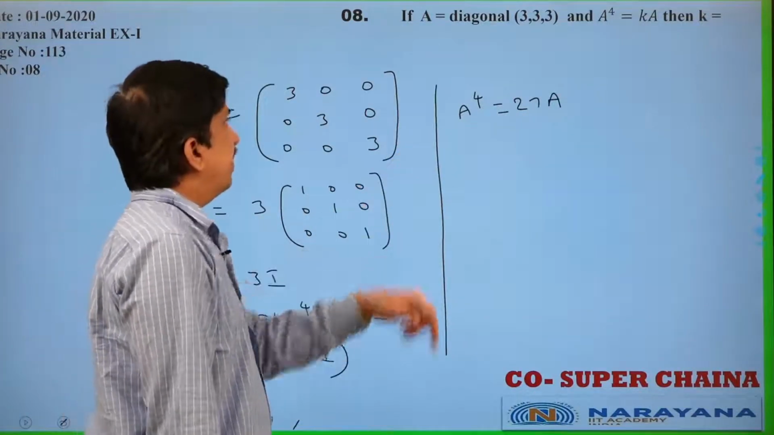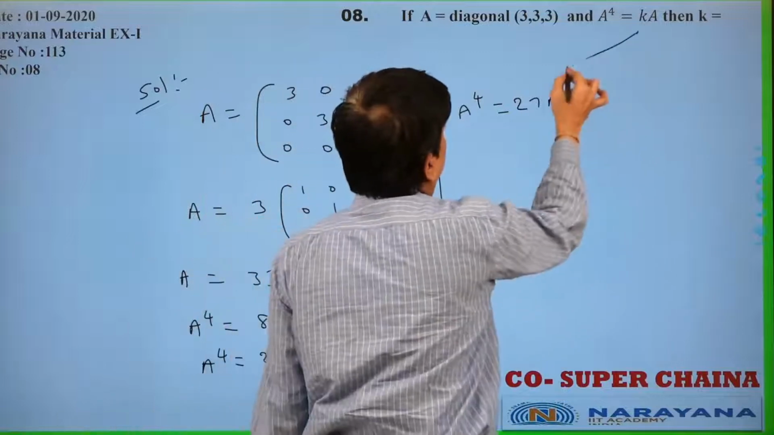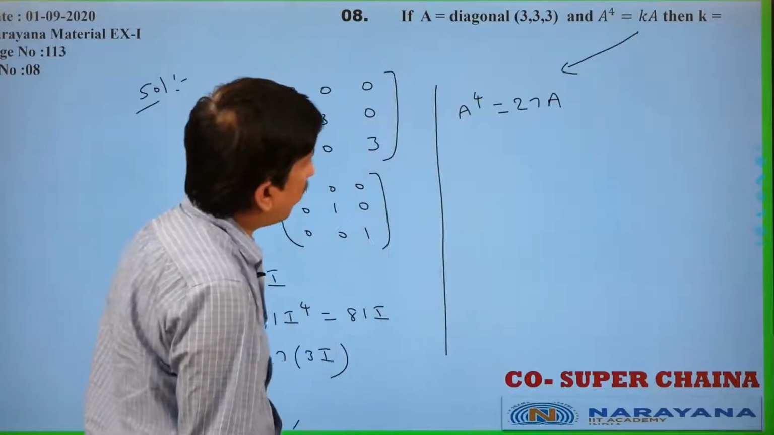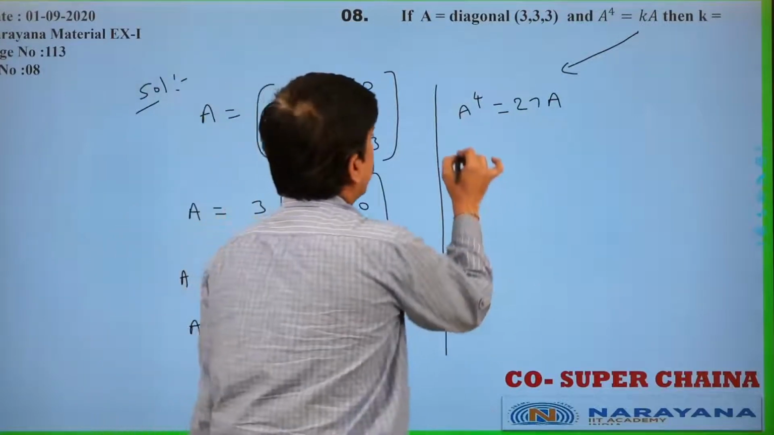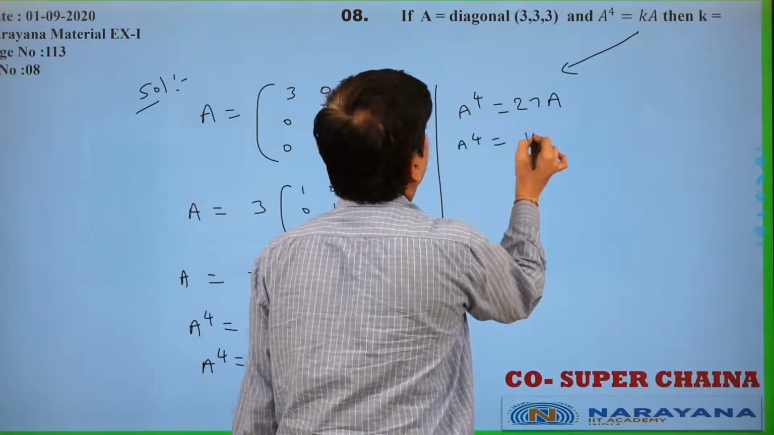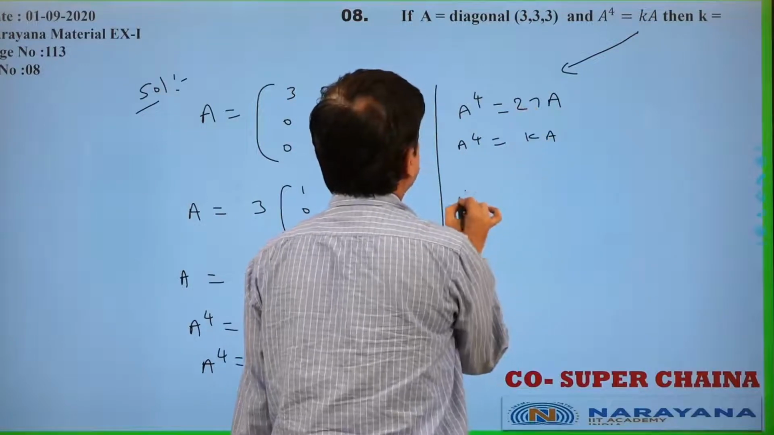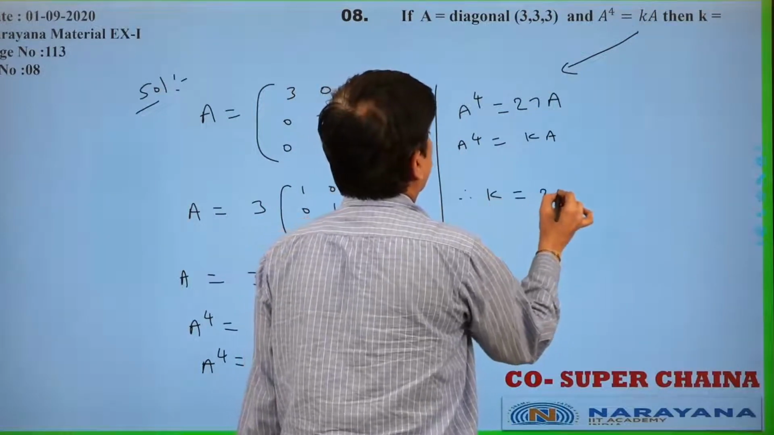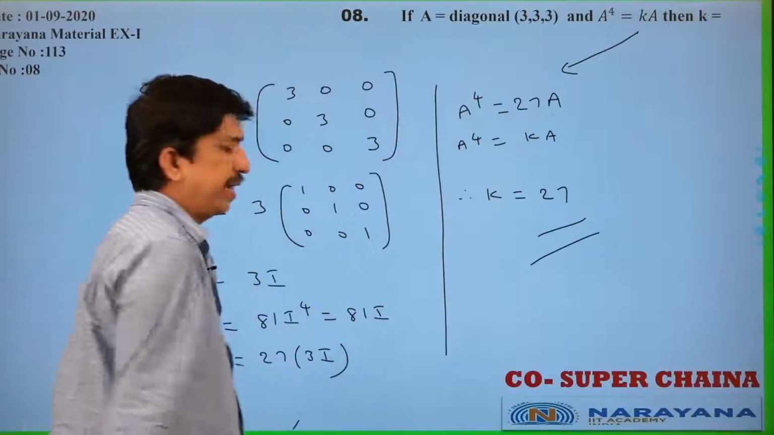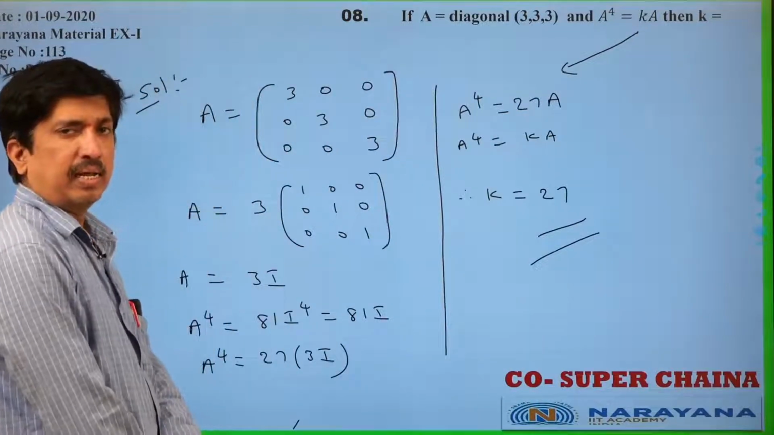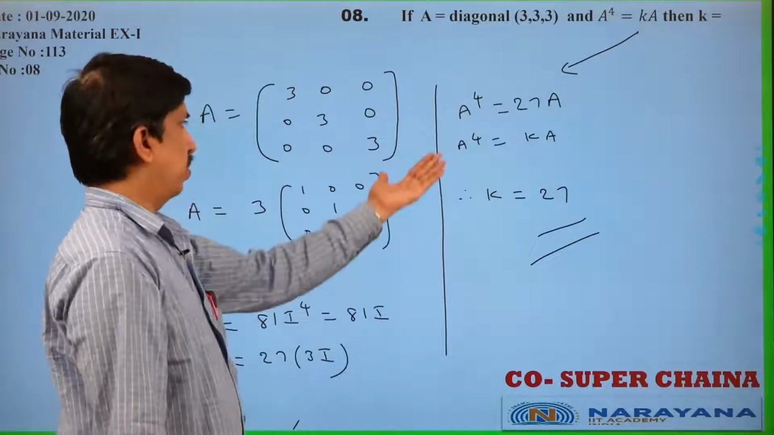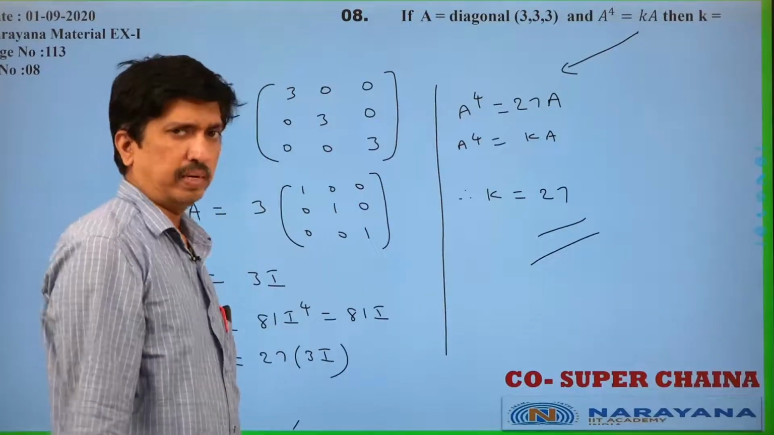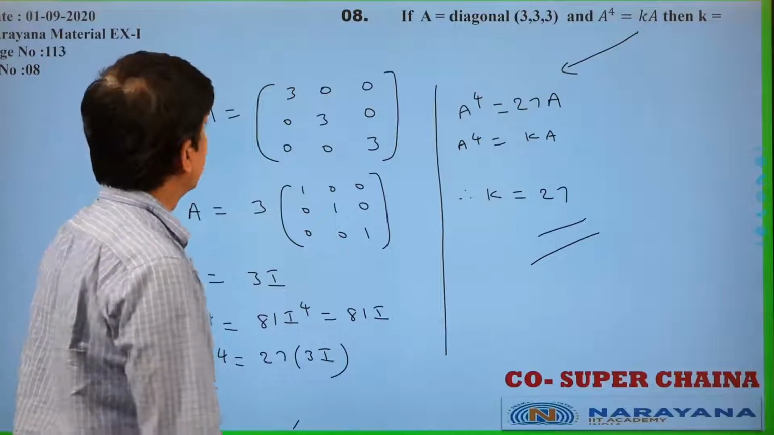If it is 27A, compare with this one only, kA only. A power 4 equal to kA, that is 27A only. So A power 4 equal to kA. Now what is k? K equal to 27 is the right answer only. Is it clear? A power 4 equal to kA means we got 27A only, k value is 27. Let us move to the next question.